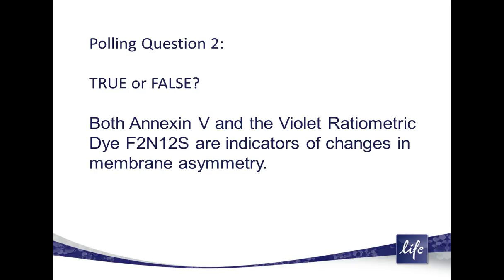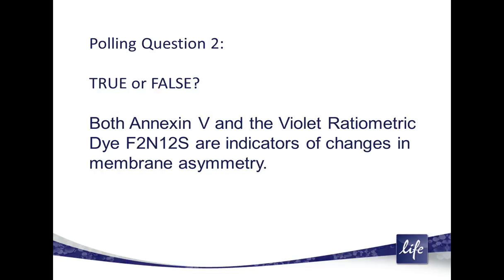So this brings us to our next polling question, true or false? Both annexin and the violet ratiometric dye F2N12S are indicators of changes in membrane asymmetry. True or false?